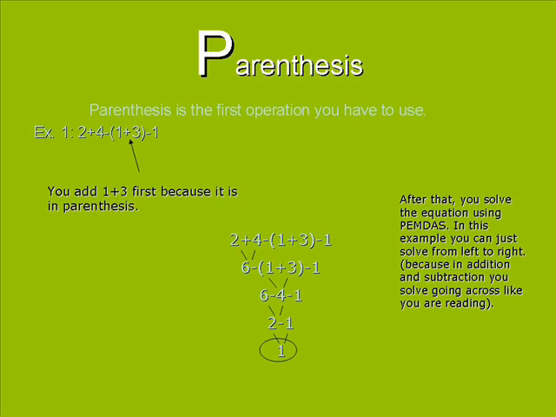Parentheses is the first operation you have to use. You add 1 plus 3 first because it is inside the parentheses. After that, you solve the equation using PEMDAS. In this example, you just solve from left to right, because in addition and subtraction, you solve going across when you are reading.